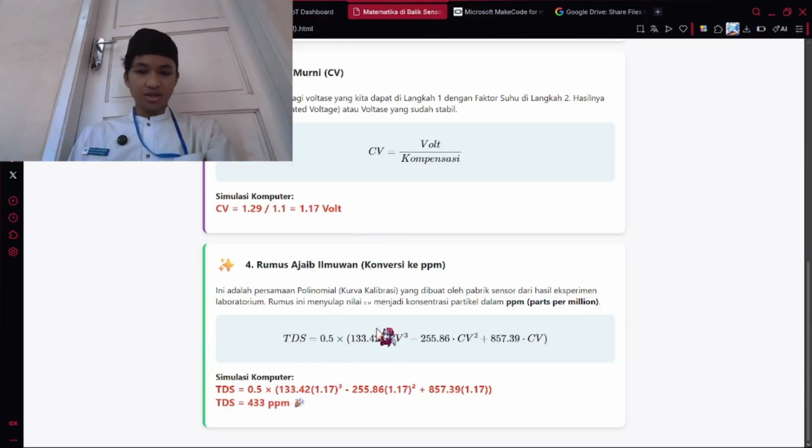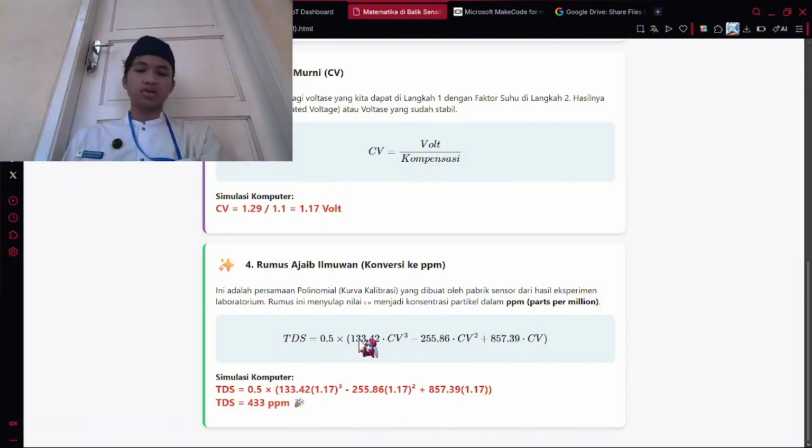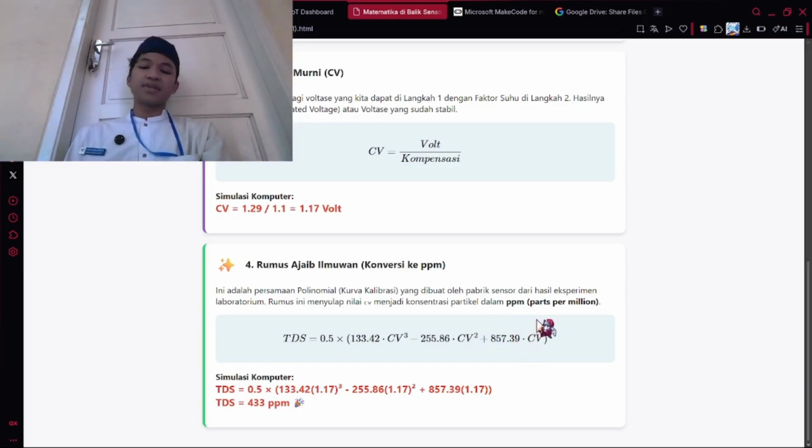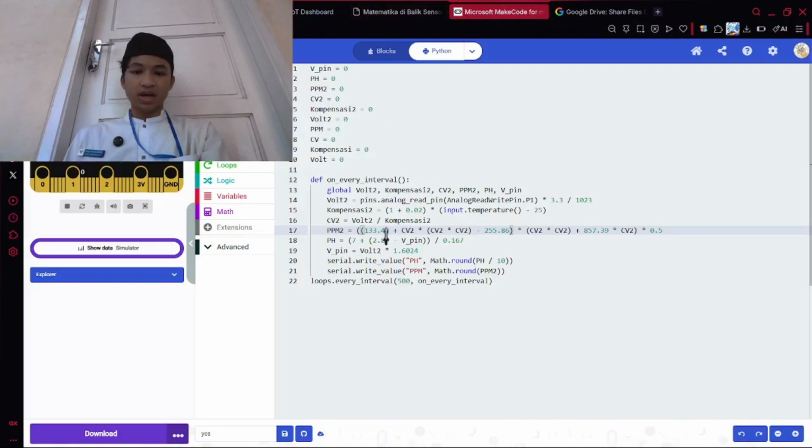So you will need this long formula: 133.42 times compensated voltage to the power of 3, minus 255.86 multiplied by compensated voltage to the power of 2, when you add it up with 857.339 multiplied by compensated voltage, and you multiply it by 0.5, and then you will get the parts per million, the amount of the parts per million.